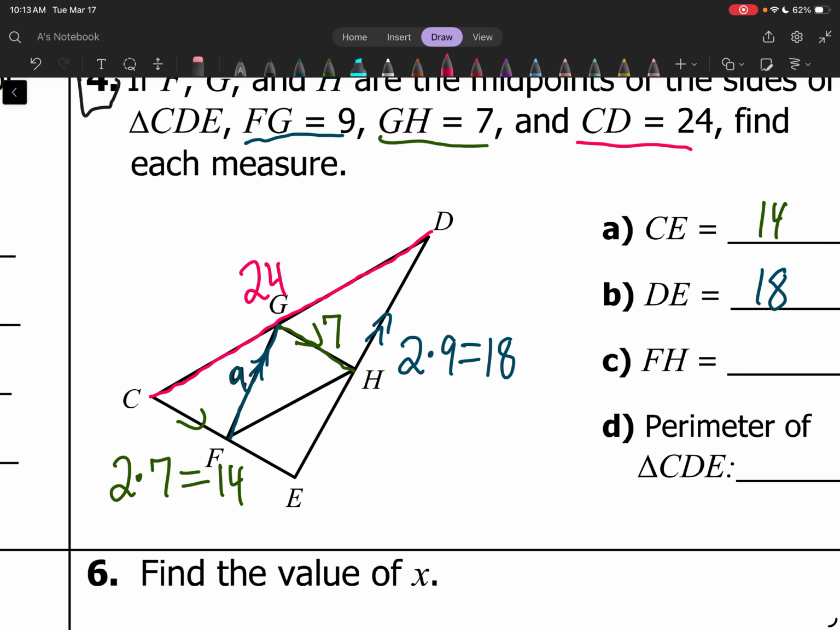FH pairs with CD. Since I'm starting with the outside triangle, I'm going to do 1/2 times 24, which is 12. I'll just put it there.